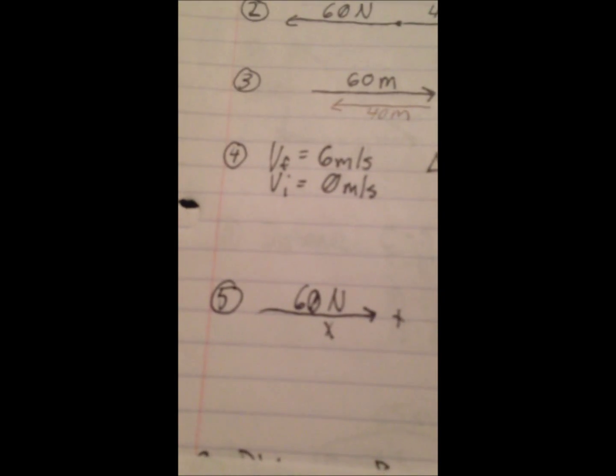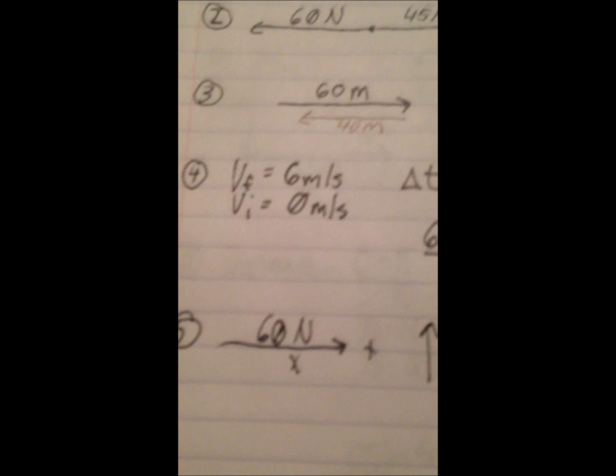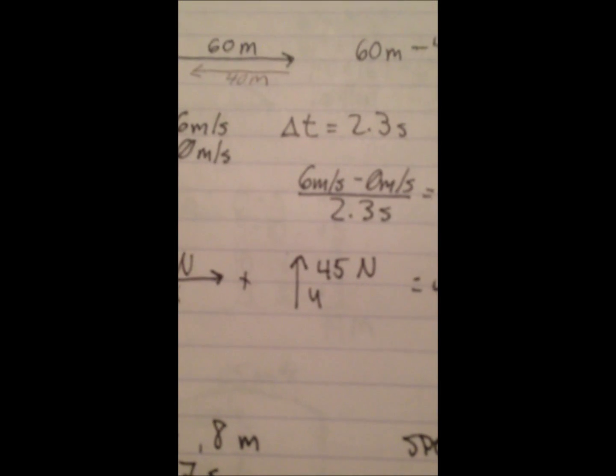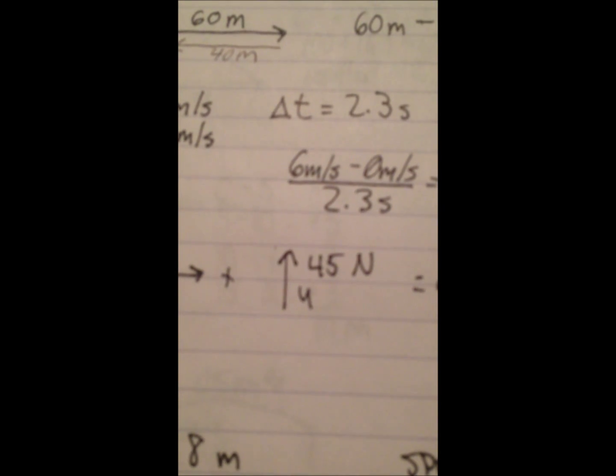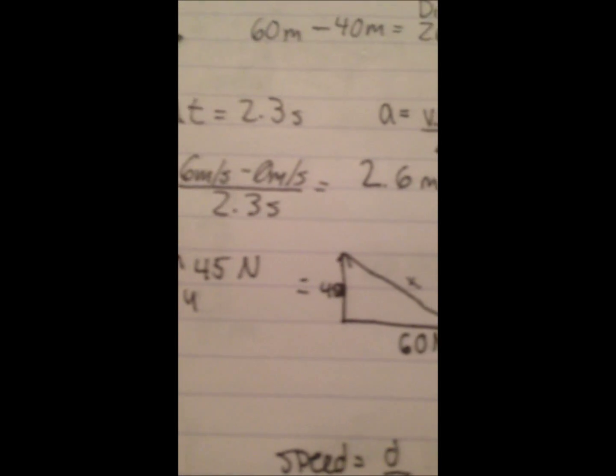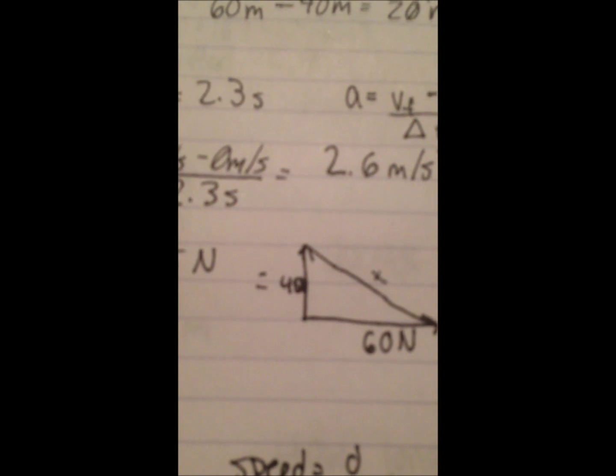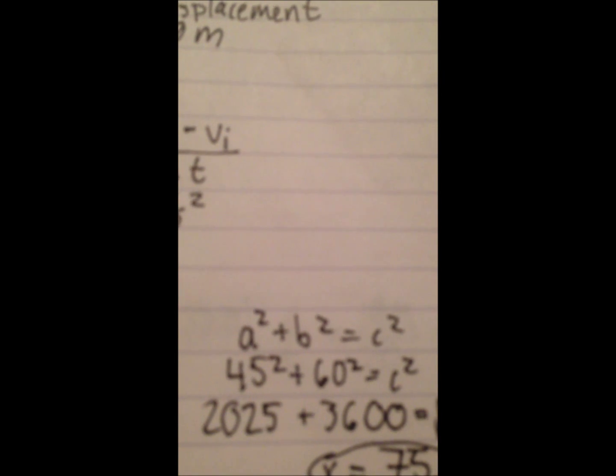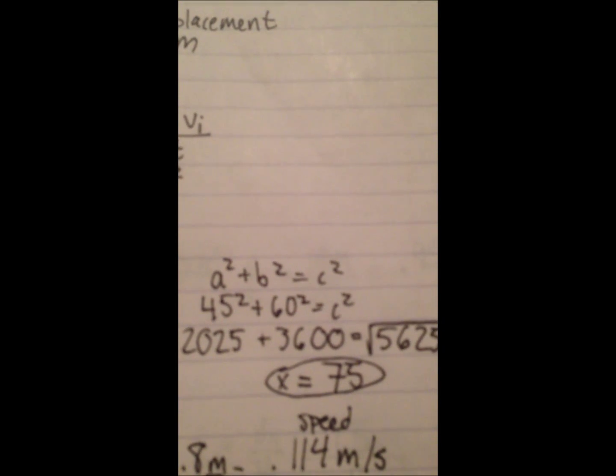Number 5. We have 60 newtons, which is our x value, plus 45 newtons going up, which is our y value. We put that together and draw our resultant. Then we use a squared plus b squared equals c squared, plug in our values, plug it into our calculators, and get 75.